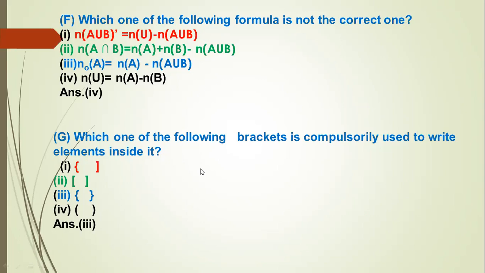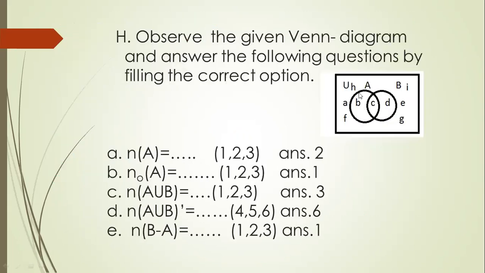And next one, we have to observe this figure and write the answer. Inside set A, there are two elements inside only A, and A and B, both, there are three elements. And this is A and B complement. Complement means outside: 1, 2, 3, 4, 5, 6, there are 6 elements. B minus A, this side, this D only, that's only one element. Now let's move to the next slide.